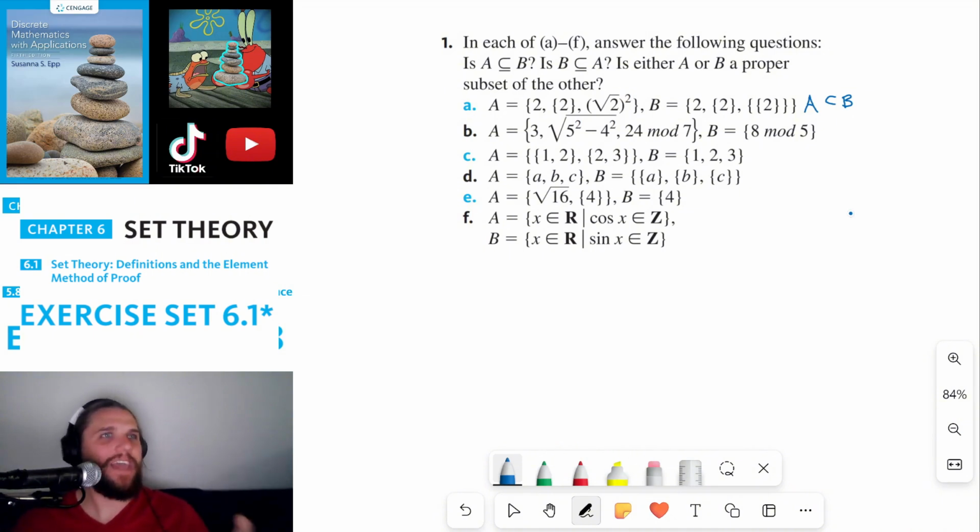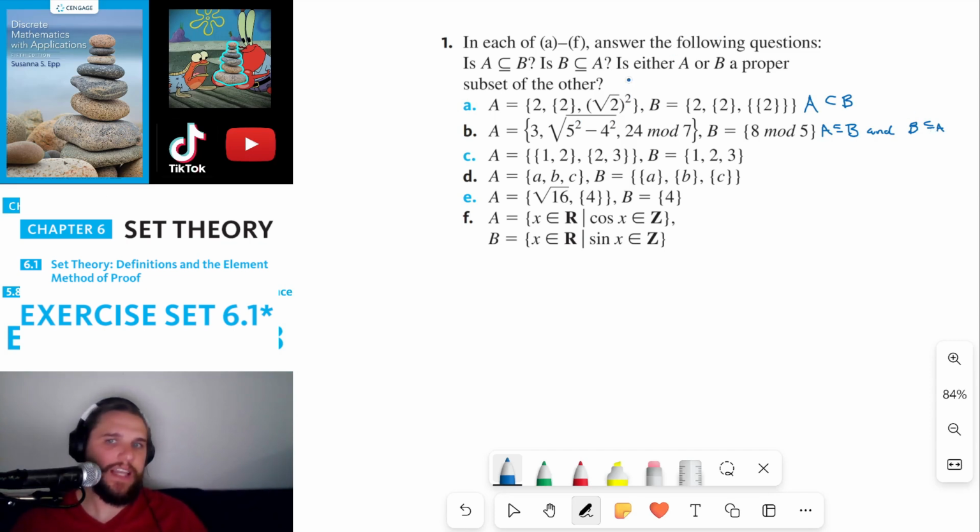That means that A and B are the same sets, which means that A is a subset of B and B is a subset of A. And that's because they are the same set. But because they're the same set, they cannot be proper subsets of each other, because proper means that they are not the same set. In this case, they are. Now let's move on to part C.